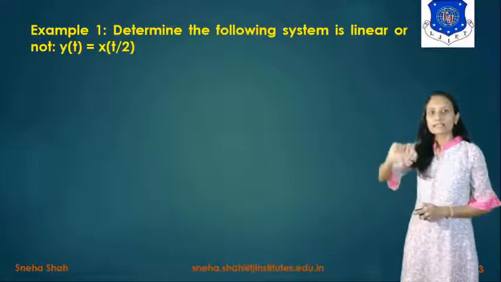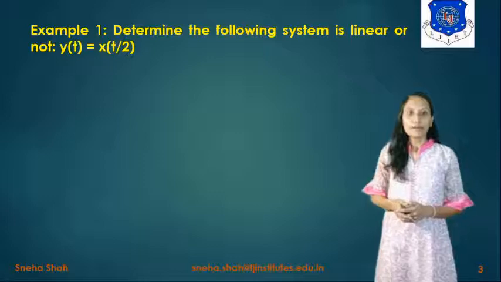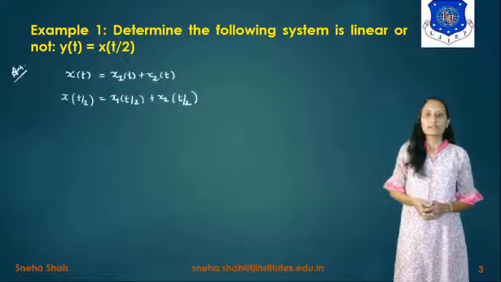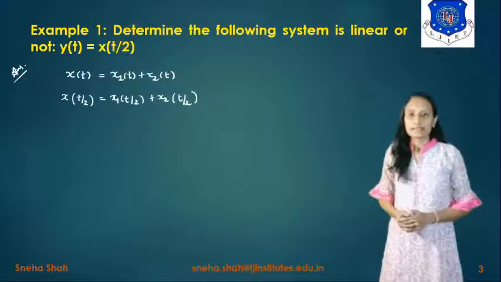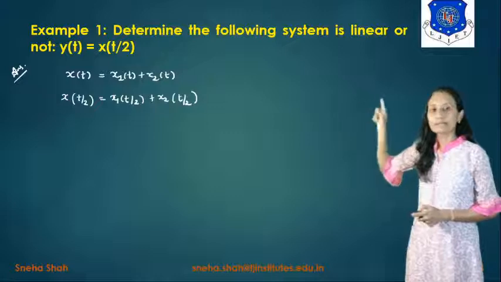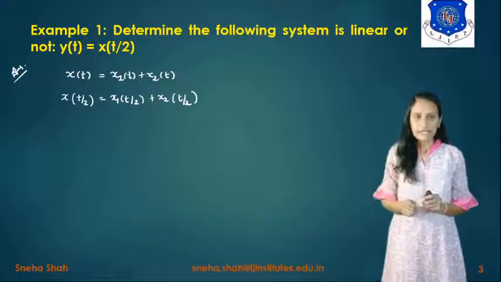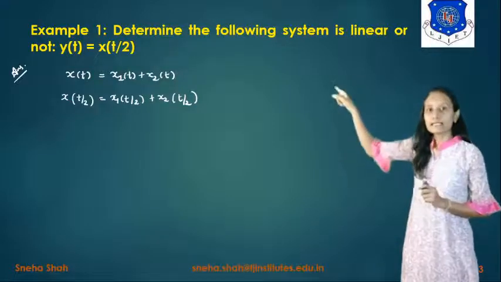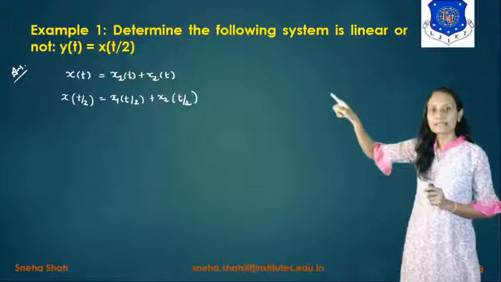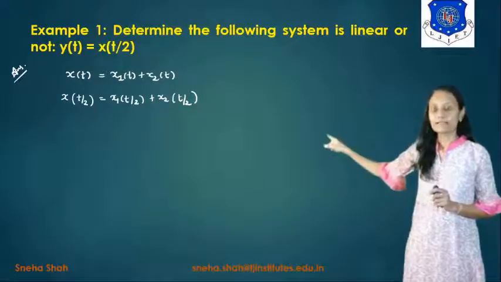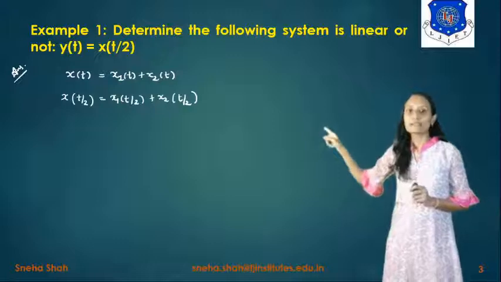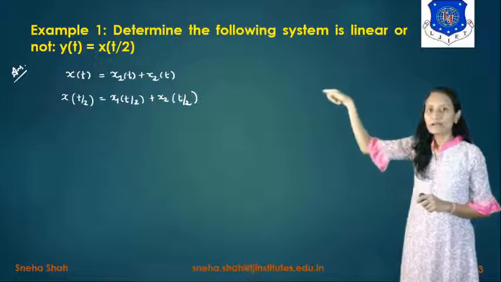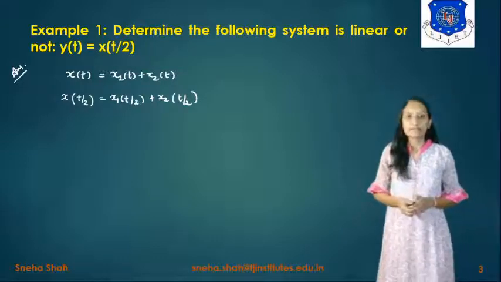The first example is: determine whether the following system is linear or not. The term given to you is y of t equals x of t by 2. To solve this example, first of all we take the input as a combination of two input signals. So x of t equals x1 of t plus x2 of t. Now, as in the given term x of t by 2 is given to you, instead of t we have to take t by 2. So the term will be x of t by 2 equals x1 of t by 2 plus x2 of t by 2. Now we put this value in the above term, y of t equals x of t by 2.